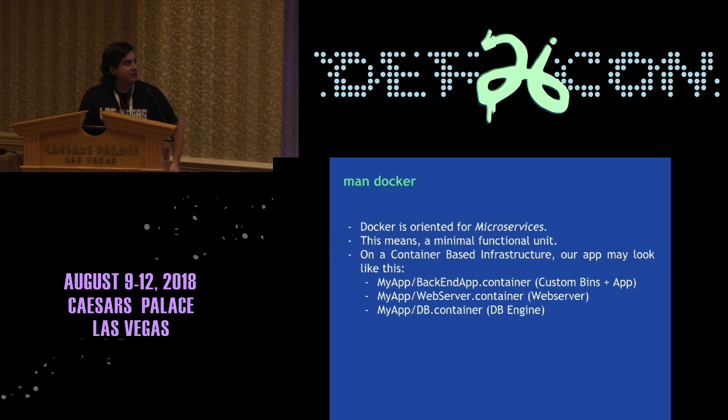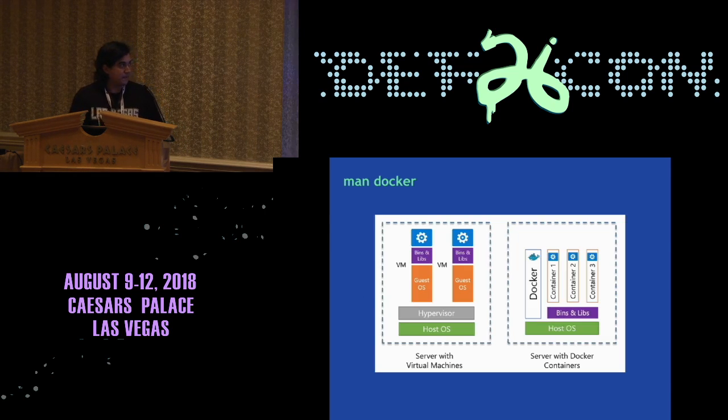Containers are different. As they are oriented toward microservices, the target is to have a minimal functional unit. On a container-based infrastructure, your app, the same as before, might look like this. A backend app, where you'll have just your custom binaries, your custom libraries, and your app. Nothing else. For the web server, you might have a container for Apache, for Nginx, for whatever you want. And the DB container might have just a DB engine, and it might not even hold the data files themselves. Here we have a comparison. As you may see, you're just using your custom application, your custom binaries, and your custom libraries on your container. Everything else, the user land, is shared across all the containers.